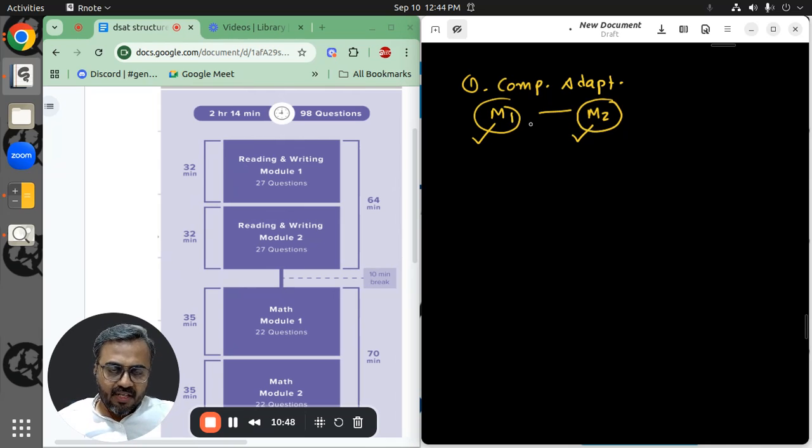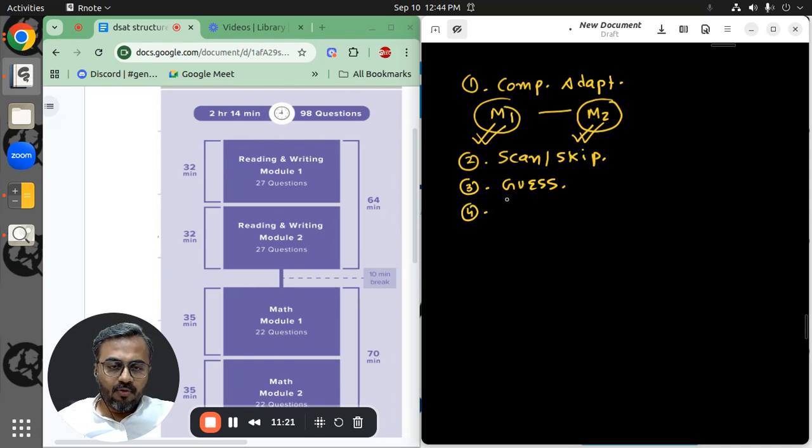So let's take an example of the math section. If you have done extremely well in the first module, then the second module will be tougher than the first one, which is an indication that you're moving towards a good score. So that's the computer adaptive nature of the test. You can scan and skip within the module, but you cannot scan and skip the entire module. Number three, guessing is allowed, no negative marking.